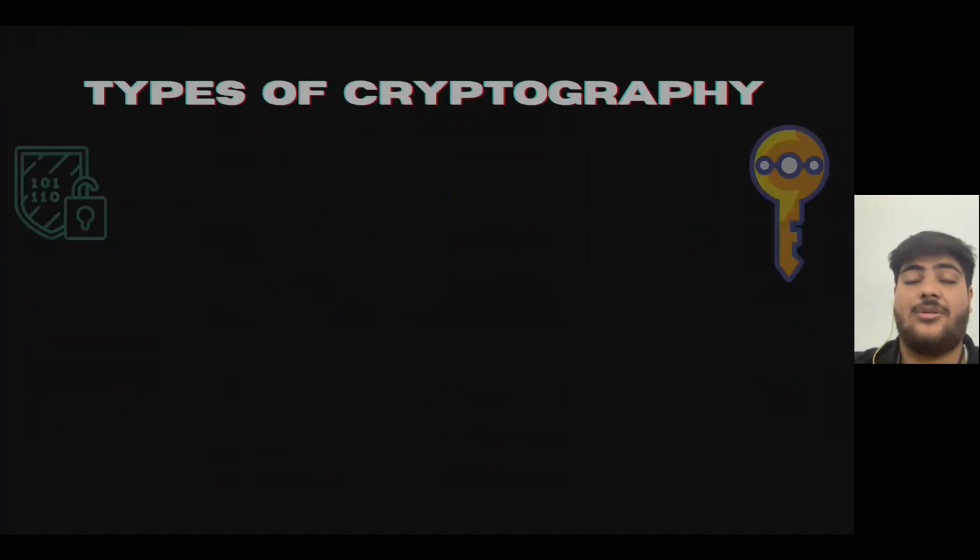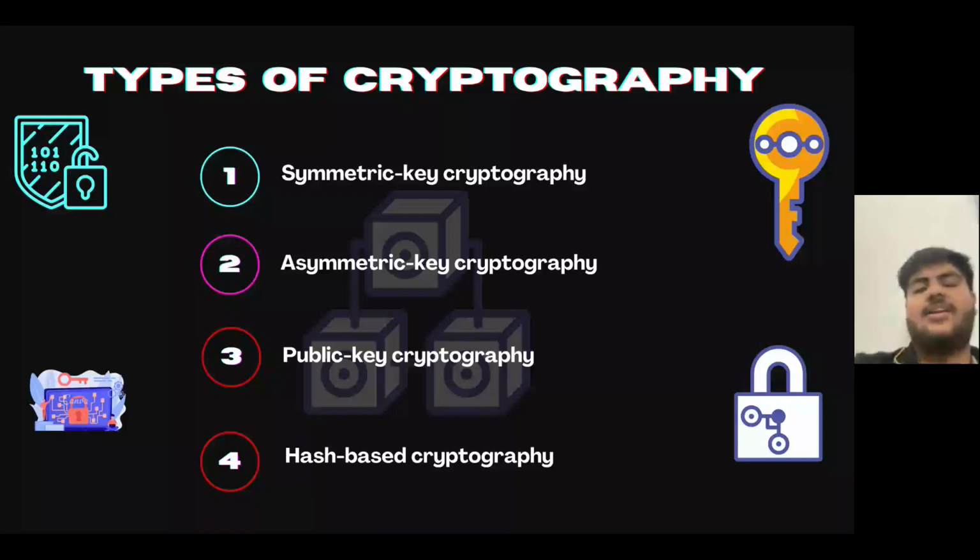Now, types of cryptography. There are actually a lot, but these four are the main ones. Symmetric key cryptography. In this, there are two things: encrypting data and decrypting data. Encrypting data means you change the data into a coded string which makes no sense. Decryption means you take that string and turn it back into the original data. In symmetric key cryptography, both are done by the same key. Key can be thought of as a function.